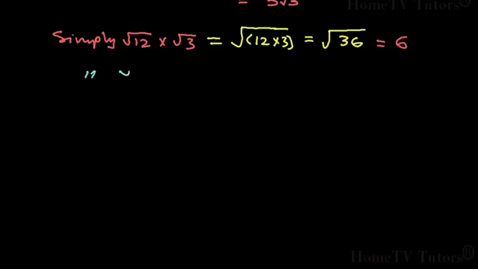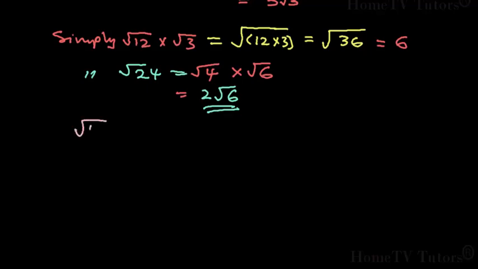Another question: simplify square root 24. We will write this as square root 4 times square root 6, since 6 times 4 will give us 24. Now 4 is a perfect square, so the square root of 4 will give us what? 2. So we have 2 square root 6. Let's simplify this as well.